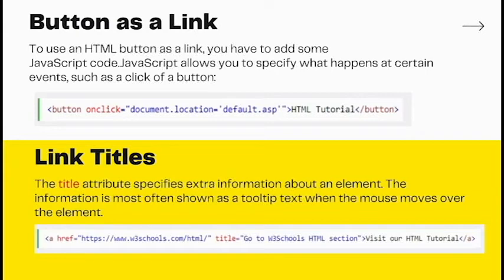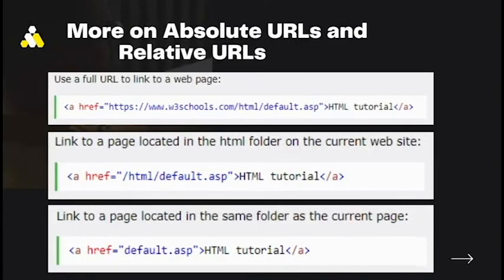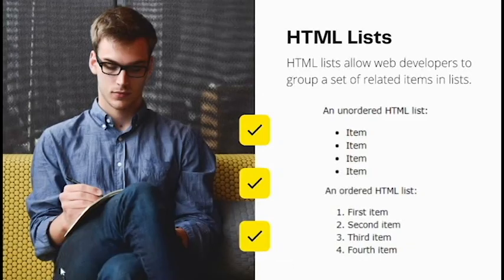Next we have link titles. The title attribute specifies extra information about an element. The information is most often shown as a tooltip text when the mouse moves over the element. Then there is more on absolute URLs and relative URLs. I think let's proceed. Okay, we're done with the links.